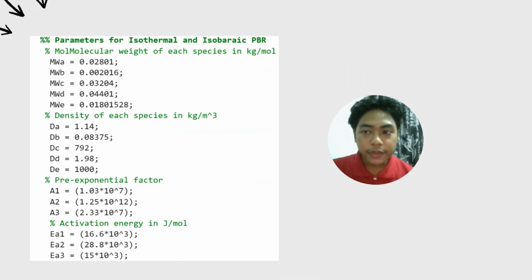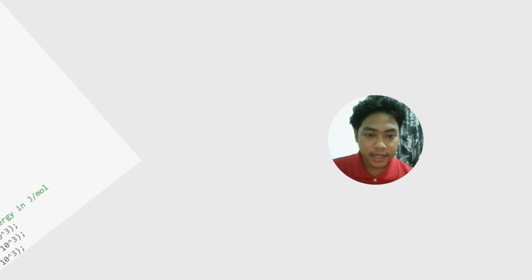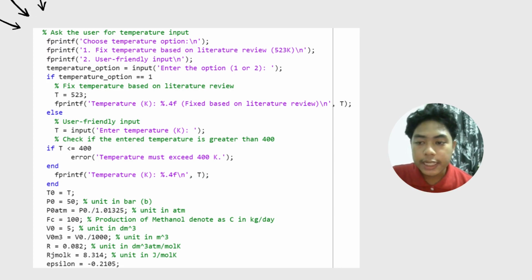Next, the MATLAB script defines parameters for an isothermal and isobaric plug flow reactor. It includes molecular weight, densities, pre-exponential factors, and activation energy. Then the script lets the user choose a fixed temperature from literature, 523 Kelvin, or provide a user-friendly input using an if-else function. It initializes parameters and displays the chosen or entered temperature, setting conditions for subsequent reactor simulations.